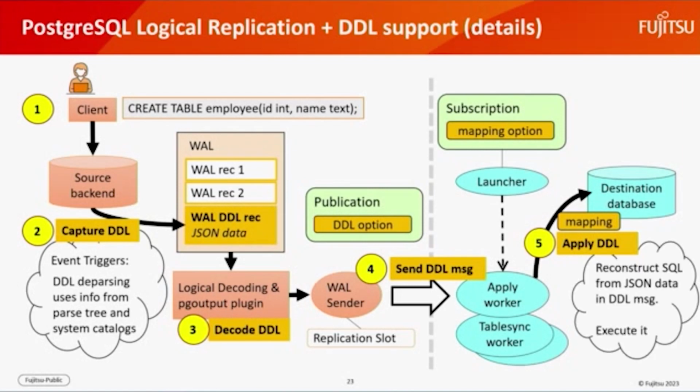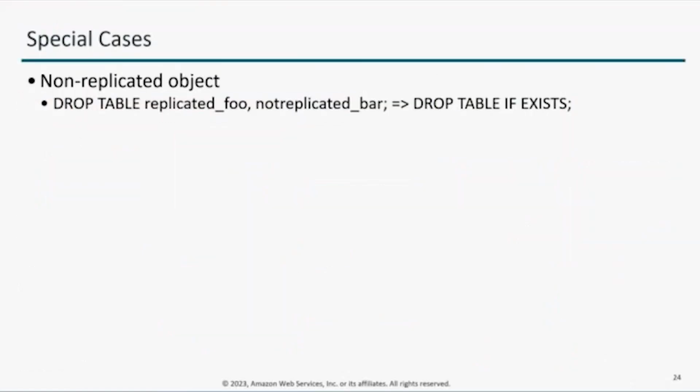Then we reconstructed a SQL from the JSON data. In this process, we can do certain transformation or mapping if needed. And then the apply worker will execute the command on the destination database. Now we'll take a look at a few special cases we need to handle.